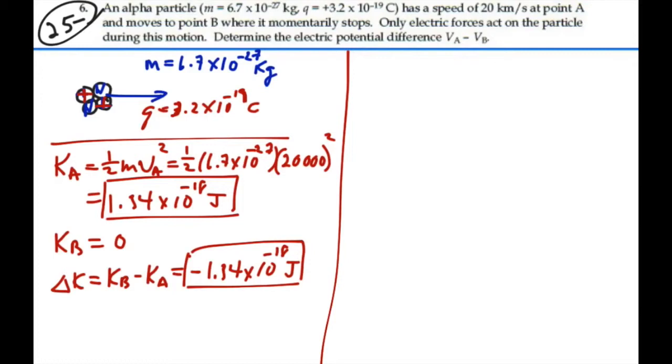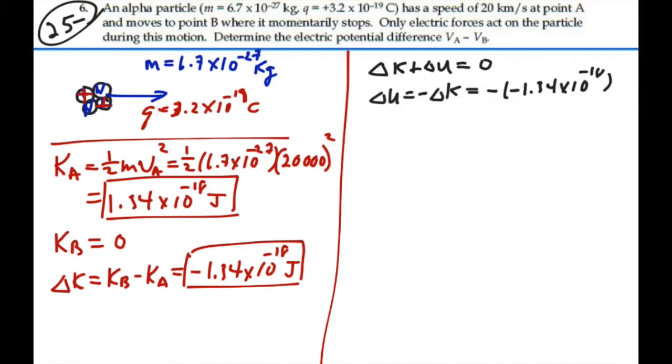We know that in general our change in kinetic energy plus our change in potential energy will equal 0. So our change in potential energy will equal the negative of the change in kinetic energy. And that will be a negative negative 1.34 times 10 to the minus 18. So that's going to be a positive 1.34 times 10 to the minus 18 joules. That's our change in potential energy.